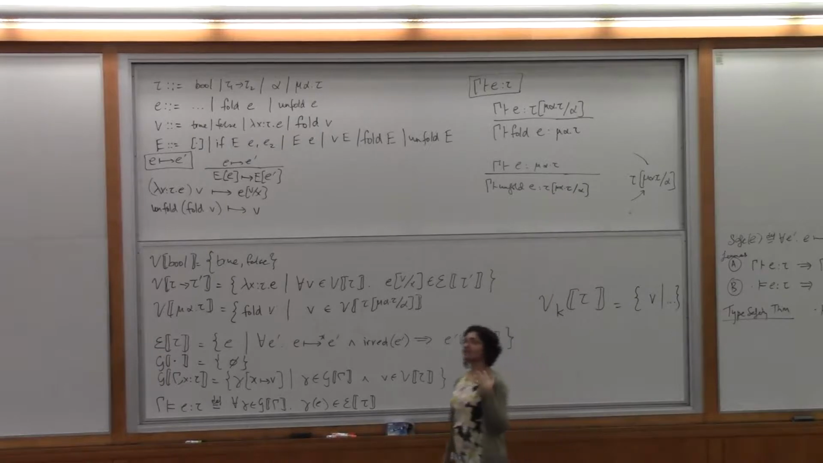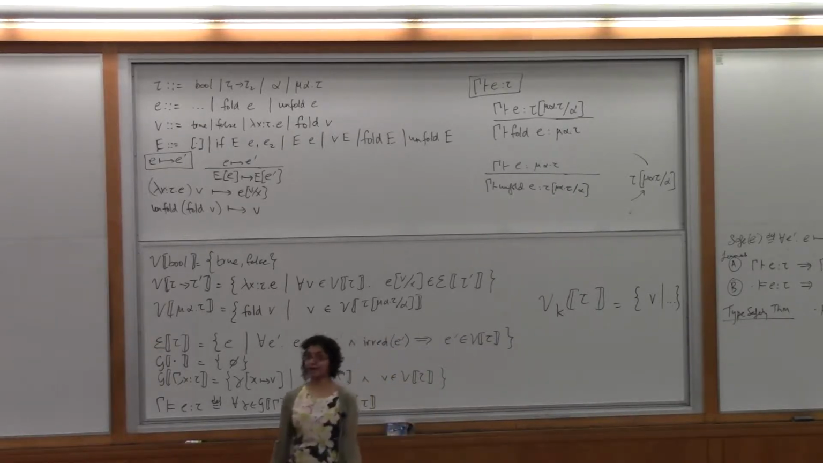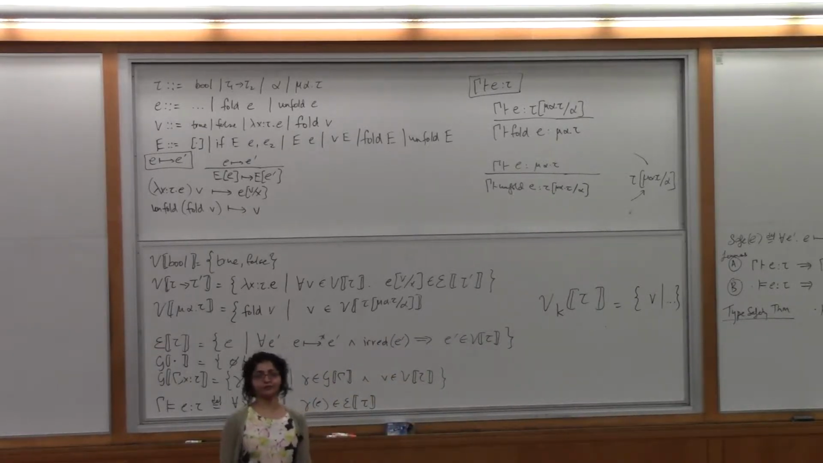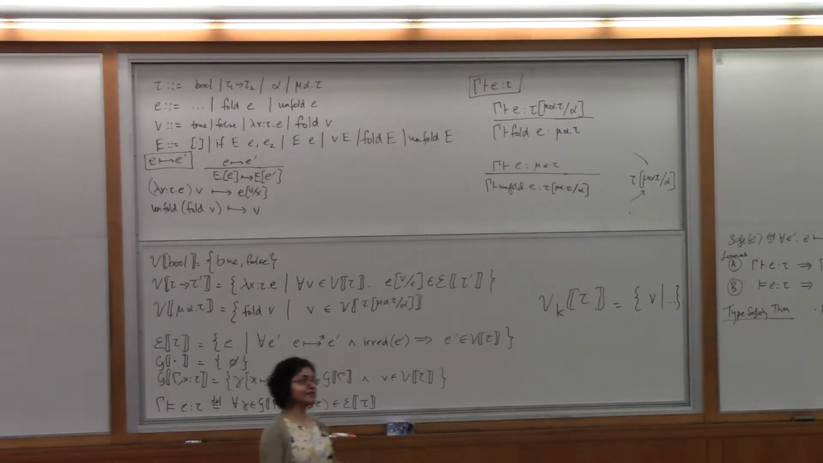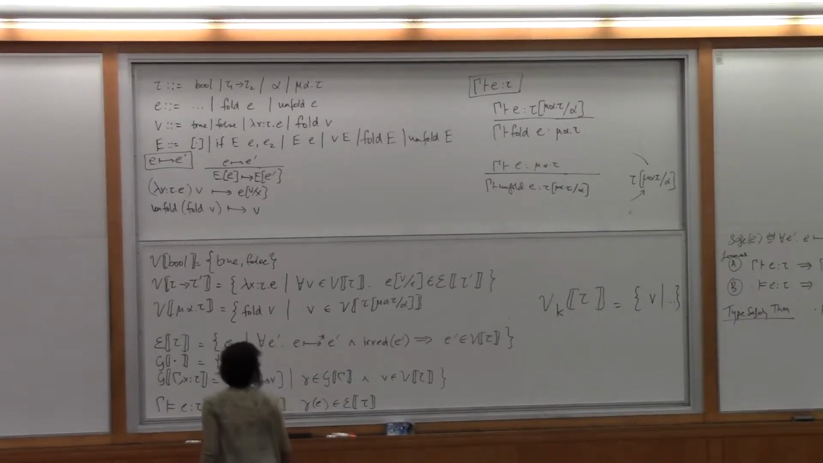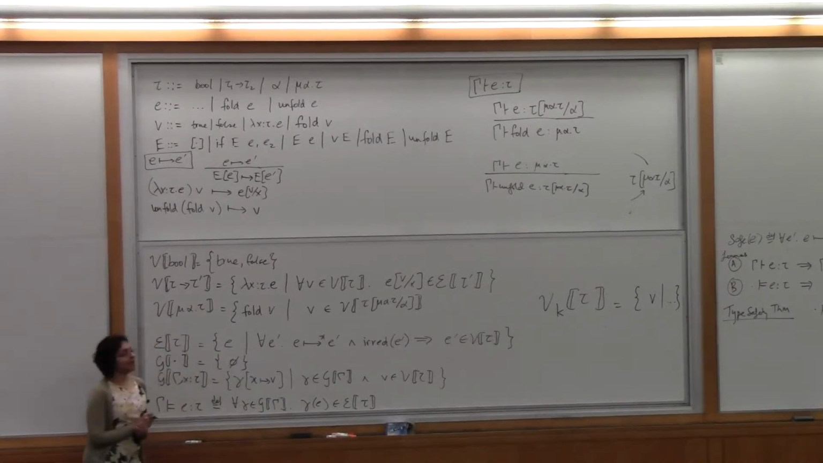Another way of saying it is that your assumption that V has type tau is not going to be violated for up to k steps. After that, all bets are off. Okay? All right. So why do we want to do that?